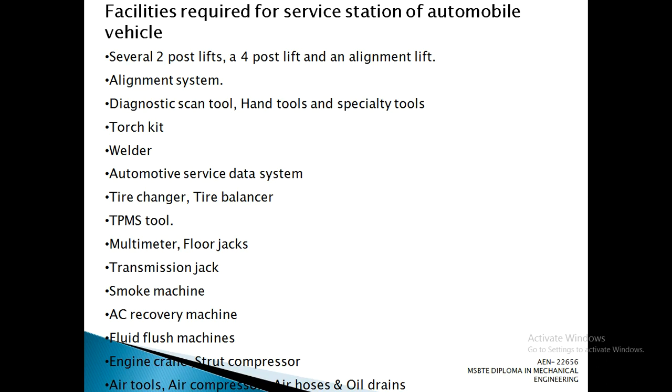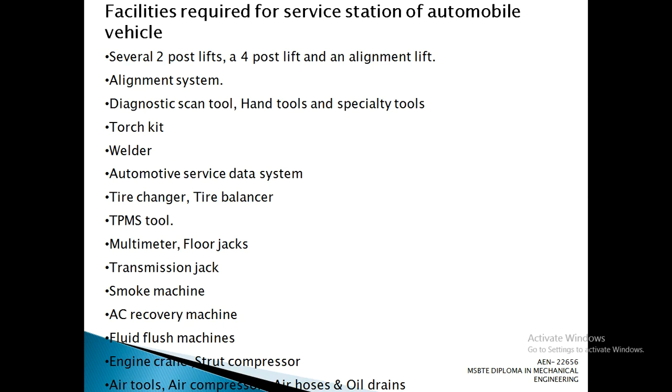Now these are the different facilities that are required for a service station of automobile vehicles. I cannot say that these are the must, but these are some of the essential parts. You can add extra additional facilities that will take care of your automobile vehicle very properly. Some of them are as listed below: two post lift or a four post lift with an alignment lift, alignment system, diagnostic scan tools, hand tools, and specialty tools.